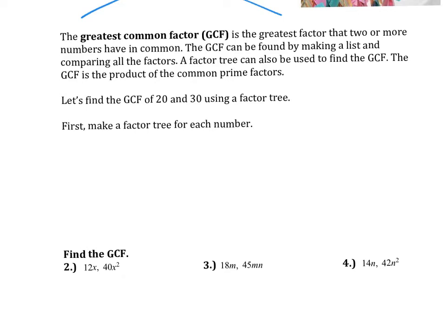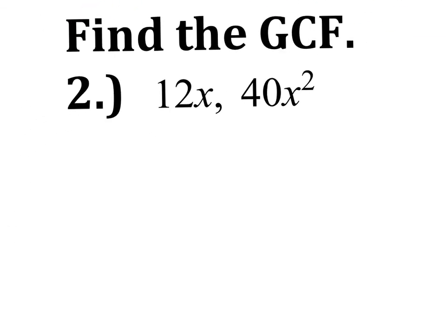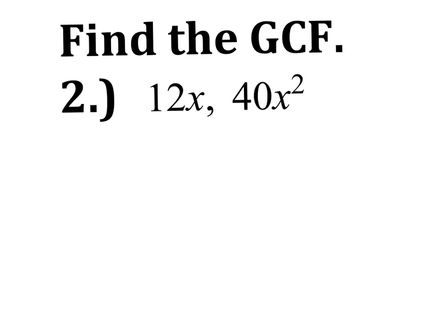So there's a couple ways to do it. I'm going to show you one way, which is using a factor tree. And we are just going to jump right into problem 2. So we're given two things. So first thing, we have our 12x. I'm going to factor it out. Factor means to break down. So with my factor tree, I'm going to just break it down to two numbers that multiply to give me 12. So that's going to be a 2 and a 6.